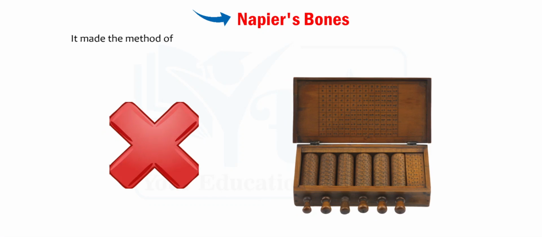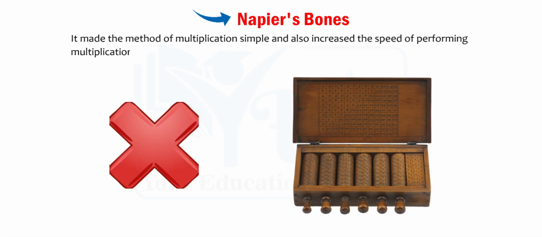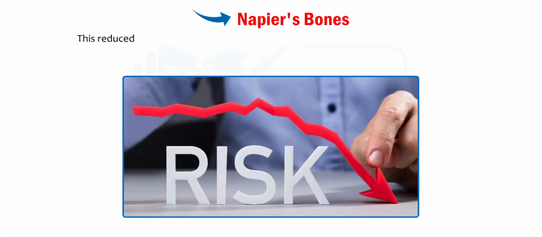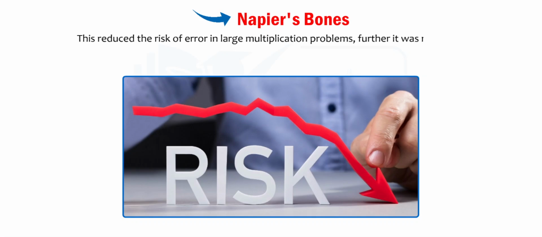It made the method of multiplication simple and also increased the speed of performing multiplication. This reduced the risk of error in large multiplication problems. Further, it was relatively smaller in size than the previous inventions.